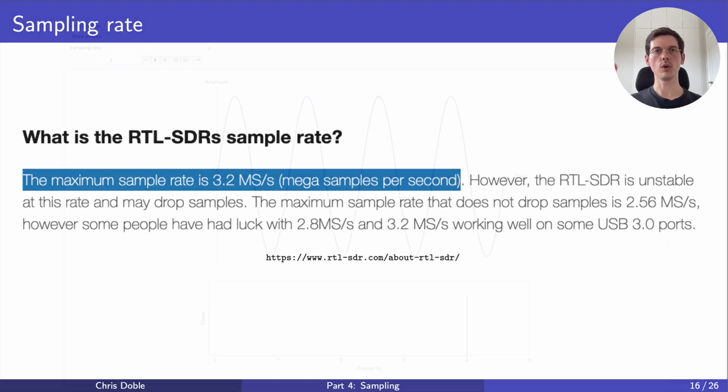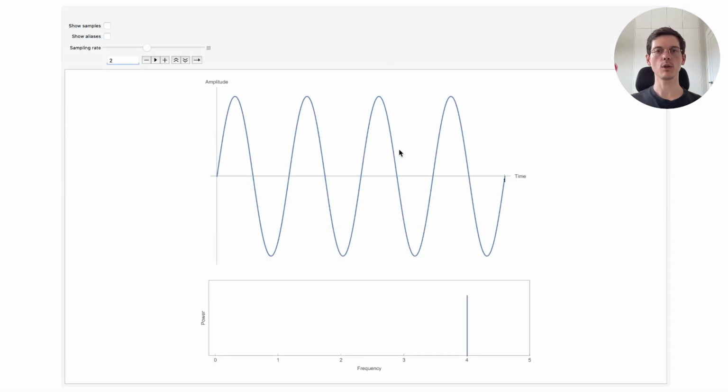Let's consider a 4 Hz signal. At the top here is an amplitude versus time graph, and at the bottom is a power versus frequency graph, the same as we saw in the FM radio visualization, showing which frequencies are present. The Nyquist rate for this signal is 8 Hz. If we sample at a rate below that, say 2 Hz, we get these samples.